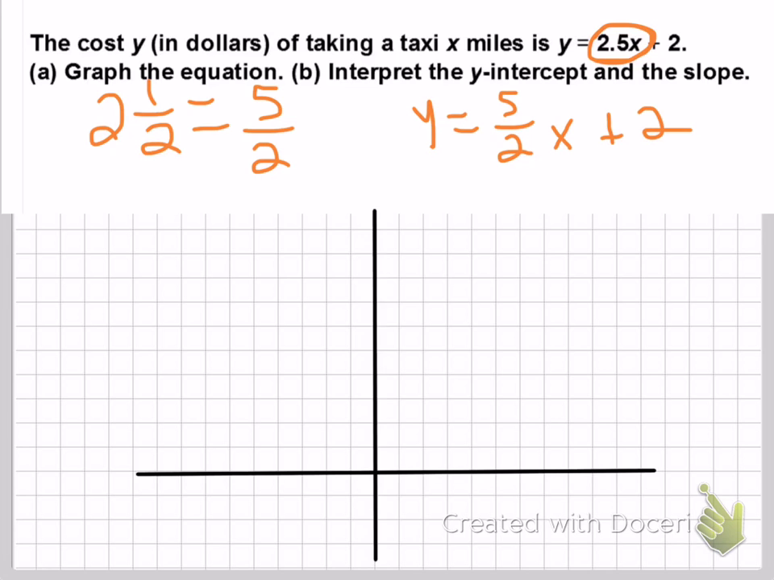Now I can graph that equation. My y-intercept is 2, so positive 2, I'm going to put a dot. And my slope tells me to go up 5, right 2. 1, 2, 3, 4, 5, 1, 2. And there's my next point, and I make my line.